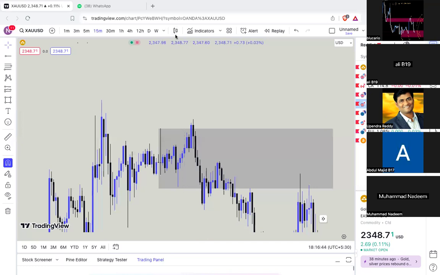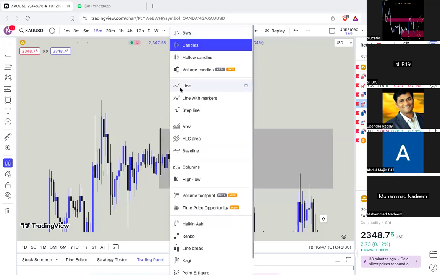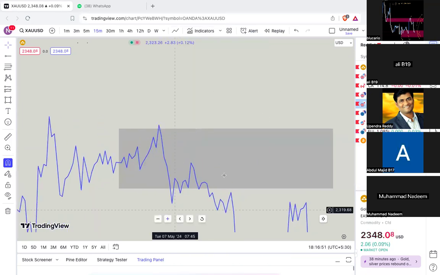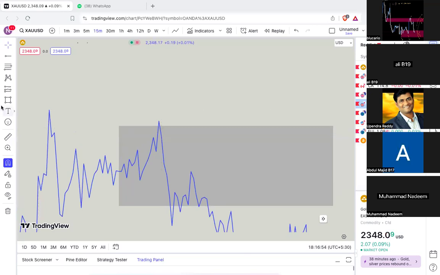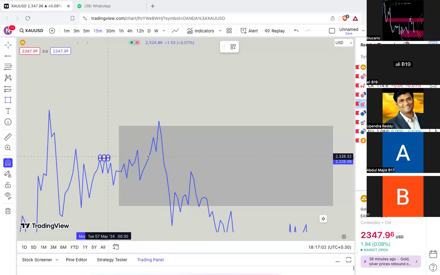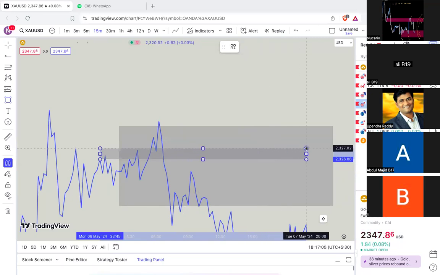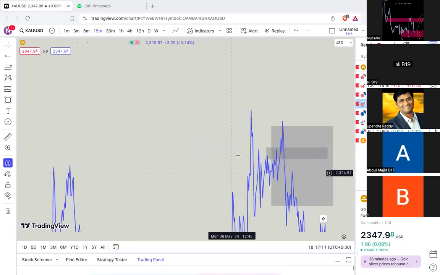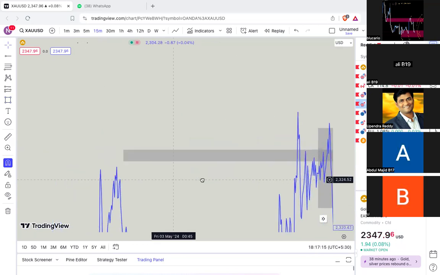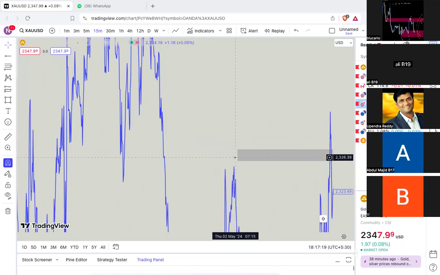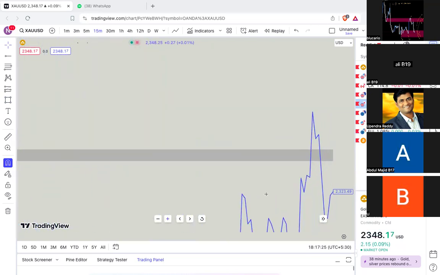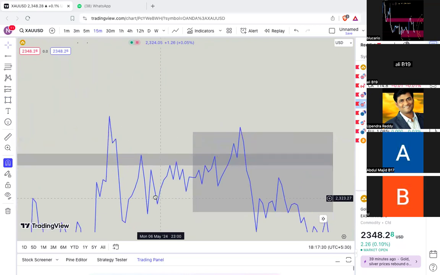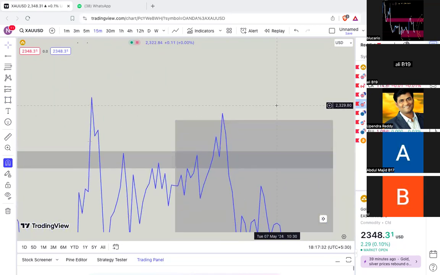And here you should choose line chart. After choosing the line chart, you should draw an imaginary box, an imaginary box which acts as support and resistance. See this imaginary box.